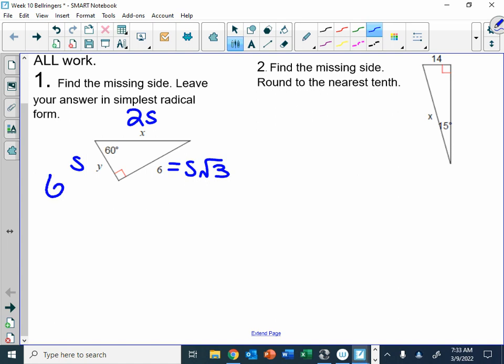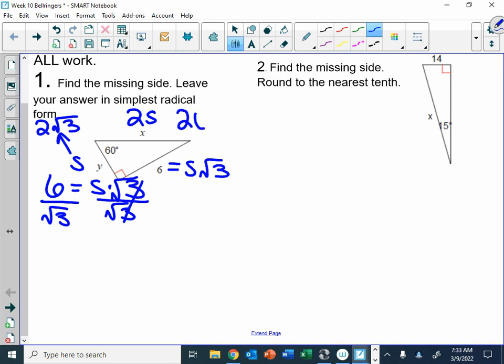So, remember, we set it up like an equation. 6 is s times the square root of 3. How do I get s by itself? Divide by the square root of 3. You're going to need your calculator for that. 6 divided by the square root of 3 is 2 square root of 3. So s is 2 square root of 3. That's the answer for this. And then from there you need 2s. So take s, which is 2 square root of 3, and multiply it by 2, and it should be 4 square root of 3. Hopefully.